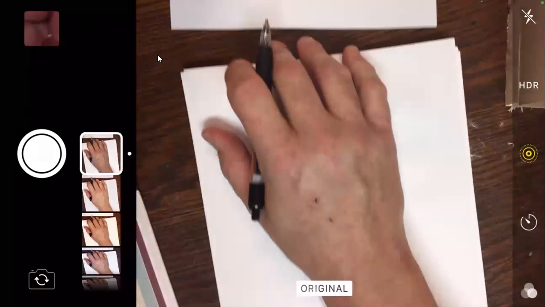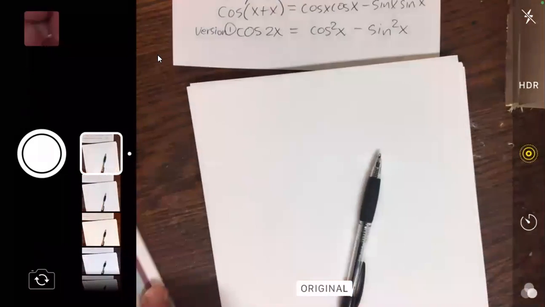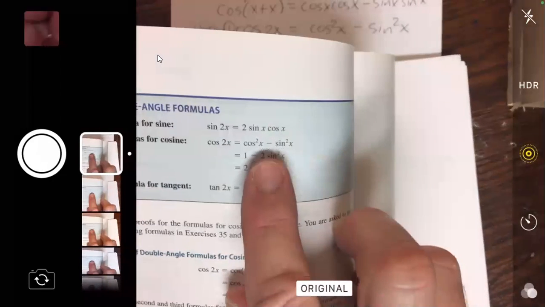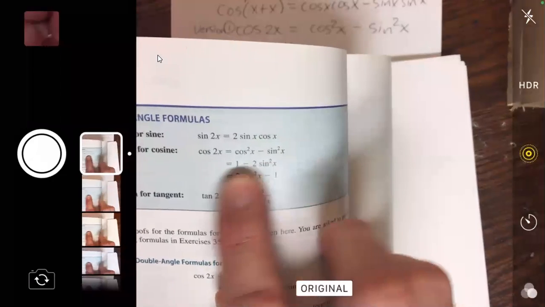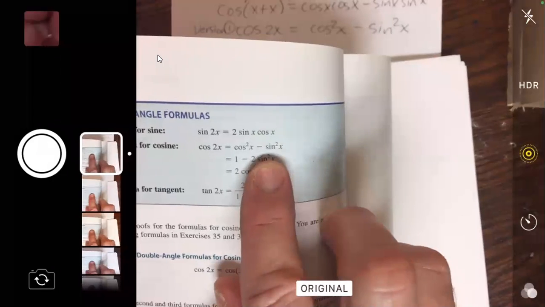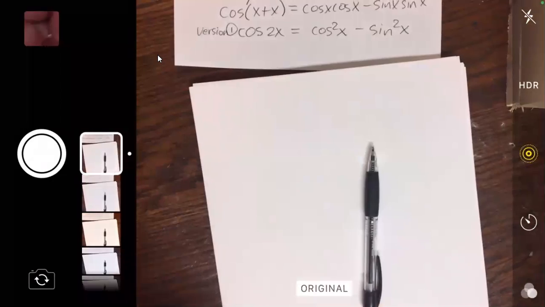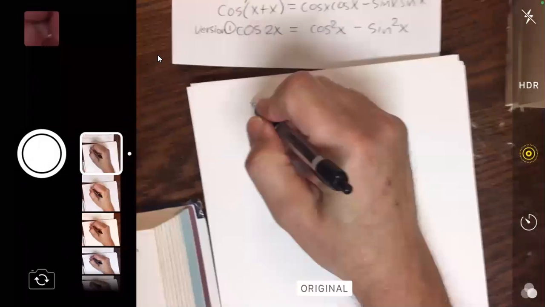I'm going to start with that. That's the version right here, cosine squared minus sine squared. That's the first version I think of when I think of a cosine of a double angle. It's a cosine squared minus a sine squared.